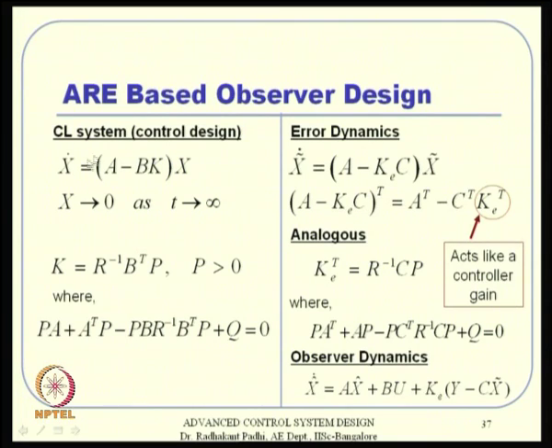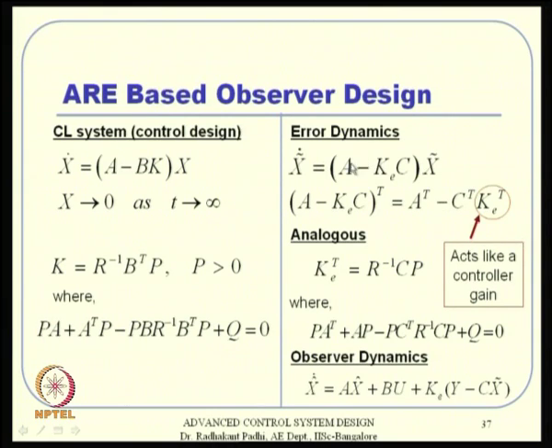So, this is the closed loop system dynamics, and this gain that we are talking about here was designed as R inverse B transpose P, where P is a positive definite matrix which is found from the solution of the algebraic Riccati equation. So, this Riccati equation is like that.